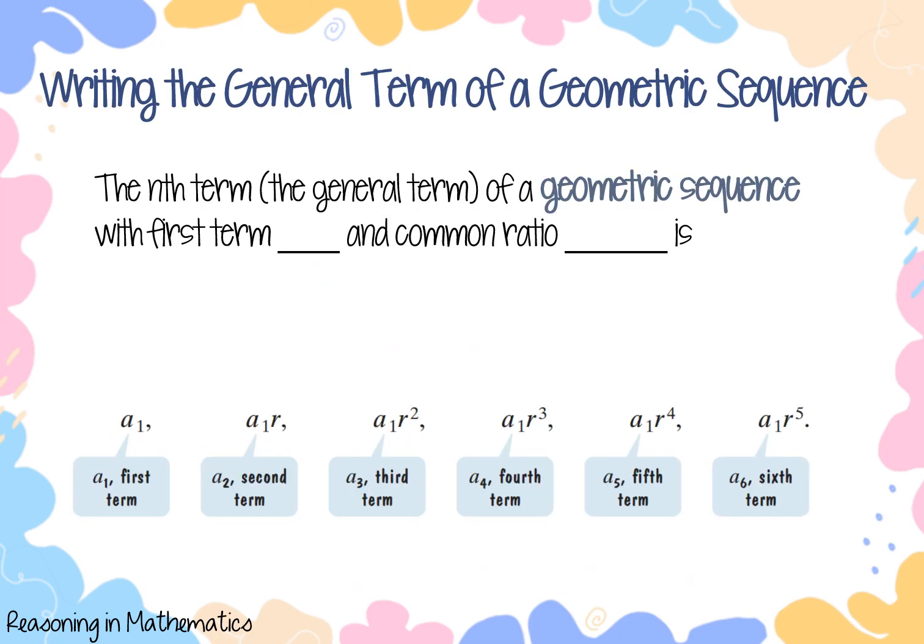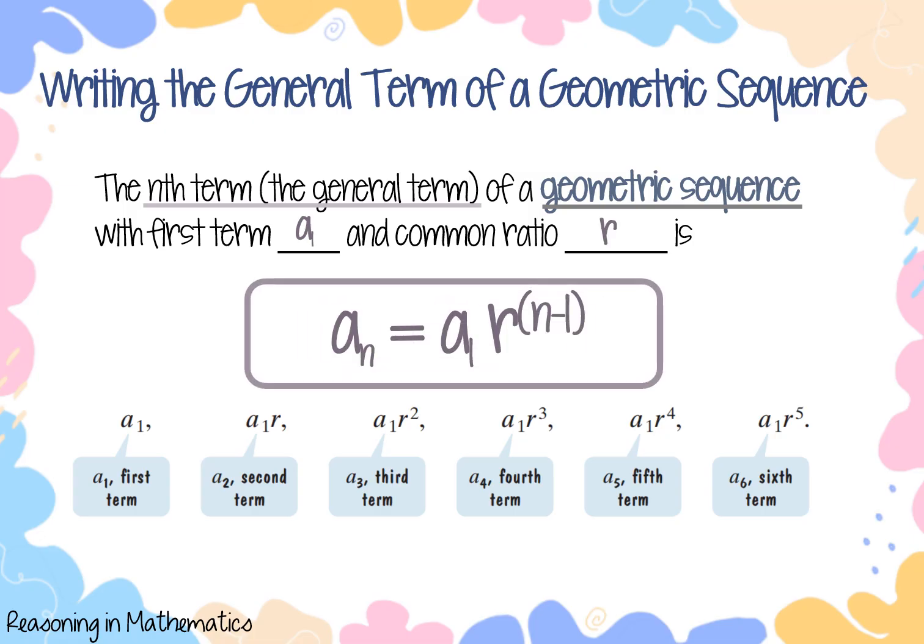Writing the general term of a geometric sequence. The nth term of the geometric sequence is determined by the first term, a sub 1, and the common ratio r in this equation. So a sub n is equal to a sub 1, the first term, times r, our common ratio, raised to the power of n-1. Let's see how we get this.